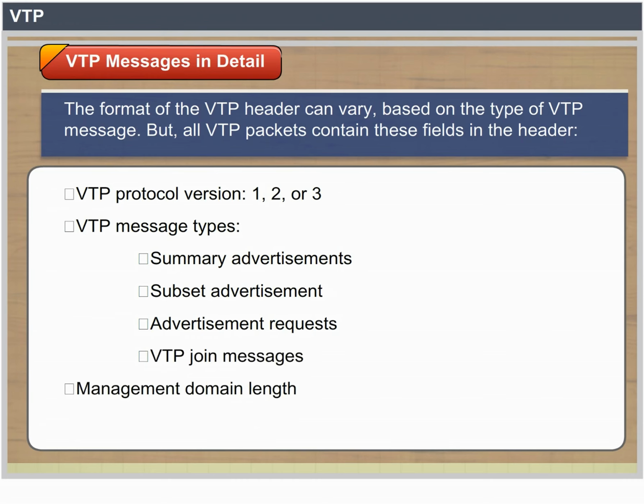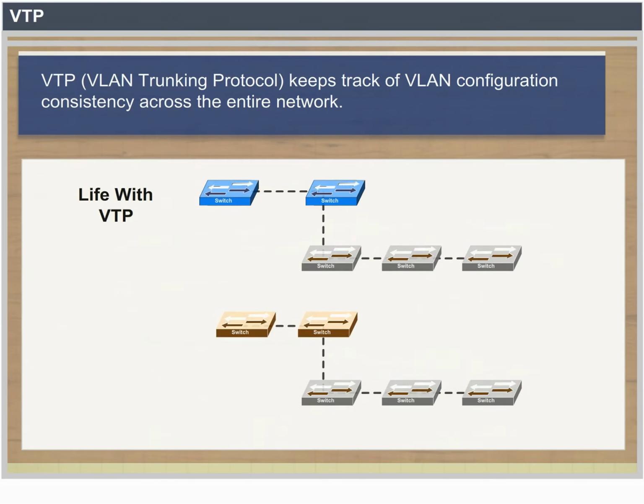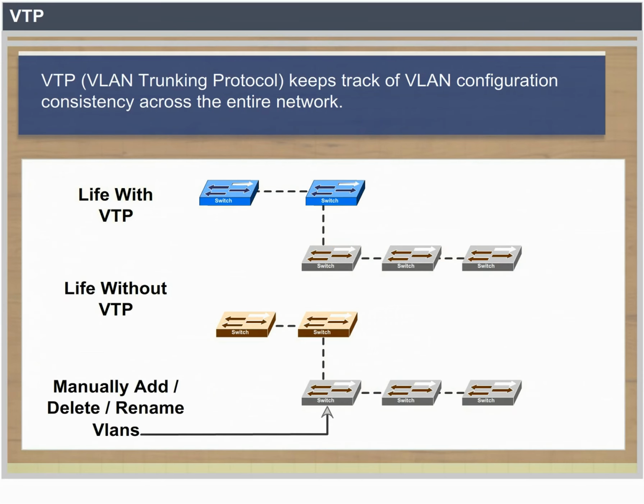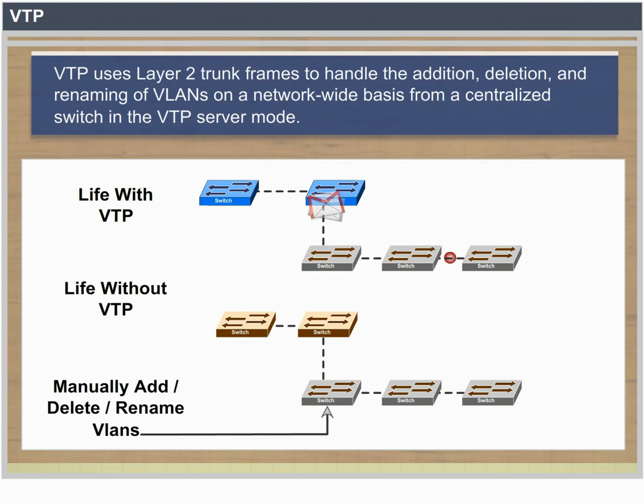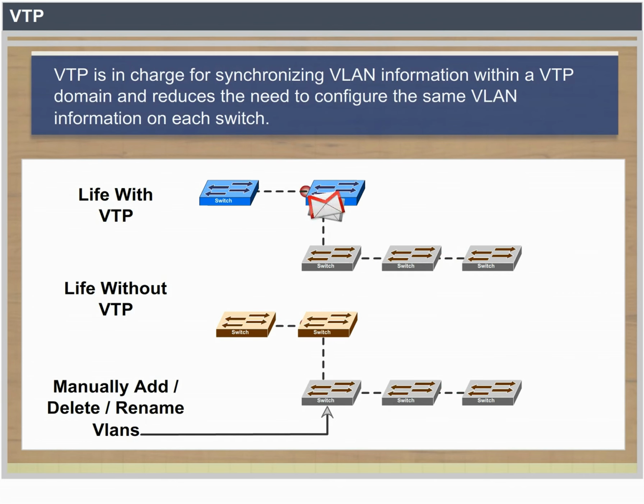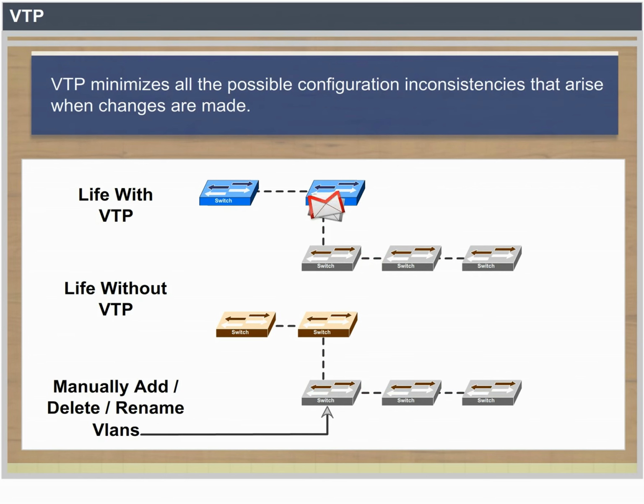VTP, or VLAN Trunking Protocol, maintains VLAN configuration consistency across the entire network. VTP uses layer 2 trunk frames to manage the addition, deletion and renaming of VLANs on a network-wide basis from a centralized switch in the VTP server mode. VTP is responsible for synchronizing VLAN information within a VTP domain and reduces the need to configure the same VLAN information on each switch. VTP minimizes the possible configuration inconsistencies that arise when changes are made.